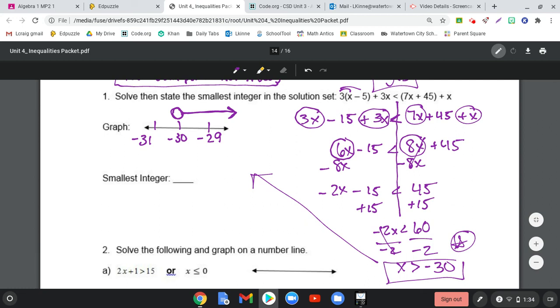Now it says, what's the smallest integer in the solution? Negative 30 is not in the solution. The first integer that we hit that makes that true is negative 29.